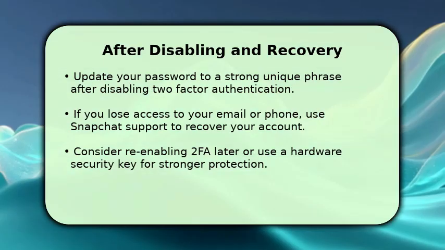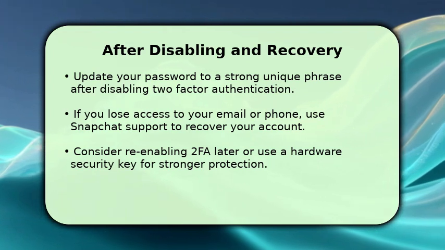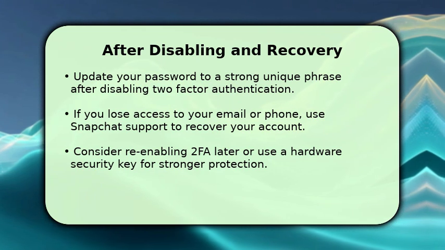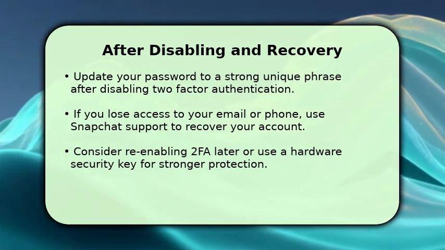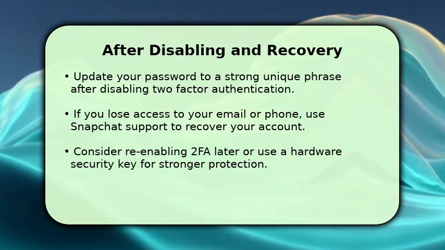After disabling two-factor authentication, update your password to a strong, unique phrase immediately. Choose a password with at least 12 characters and mixed letters, numbers, and symbols. If you lose access to your email or phone, contact Snapchat support to begin account recovery steps.